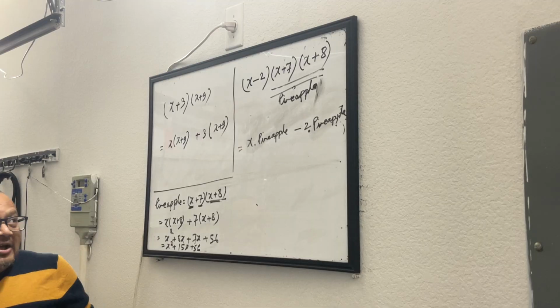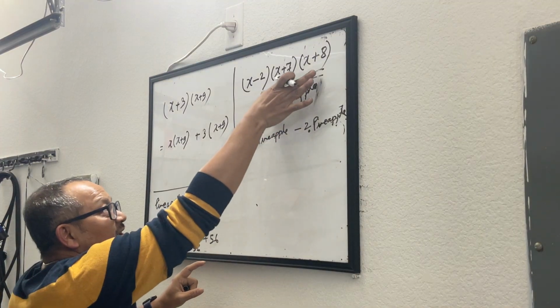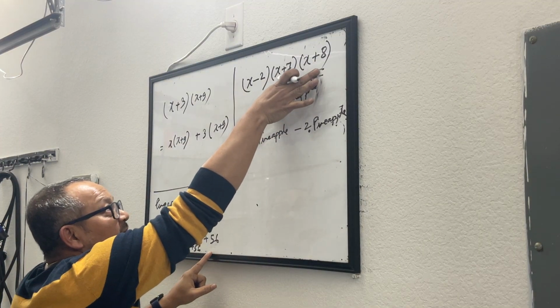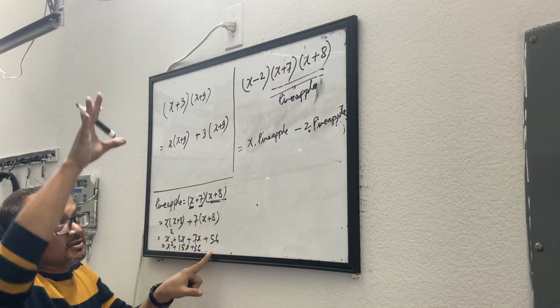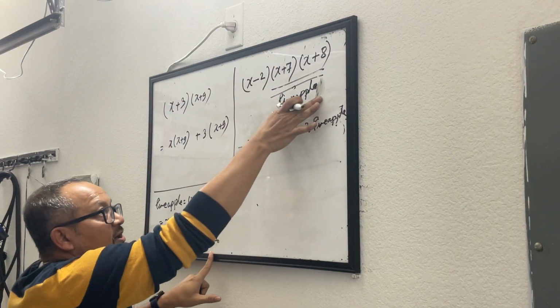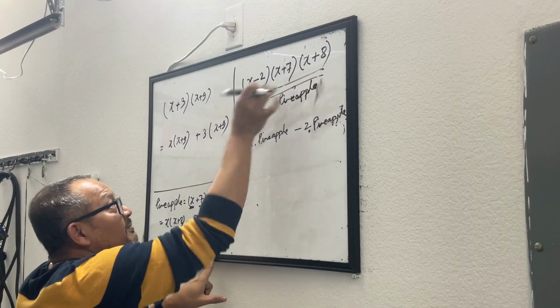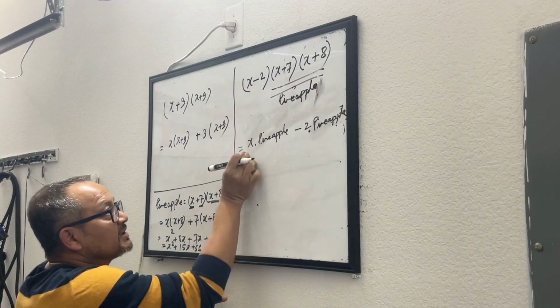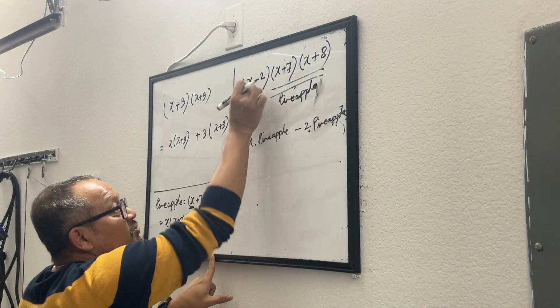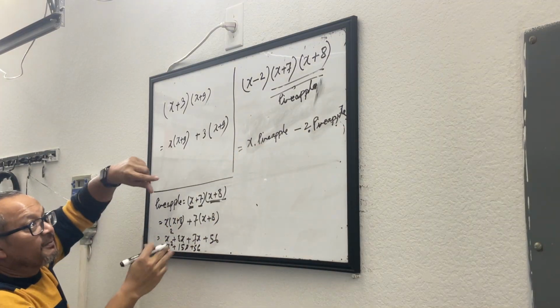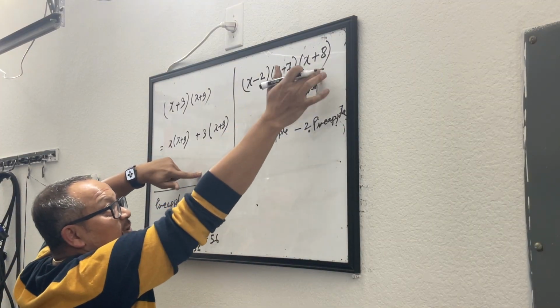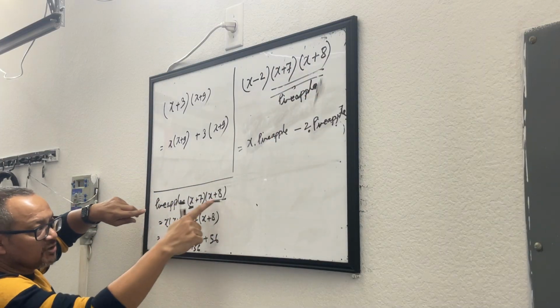Okay? So I said, okay, to simplify this job, I'm giving it a name pineapple. Tomorrow I might give it a name pumpkin also. But for now it's pineapple. So this is x times the pineapple minus 2 times the pineapple. Now we are trying to find out what is pineapple. My pineapple is x plus 7 into x plus 8.